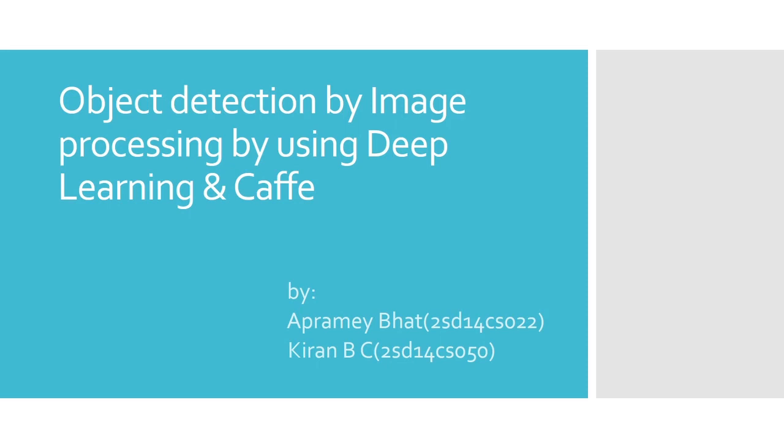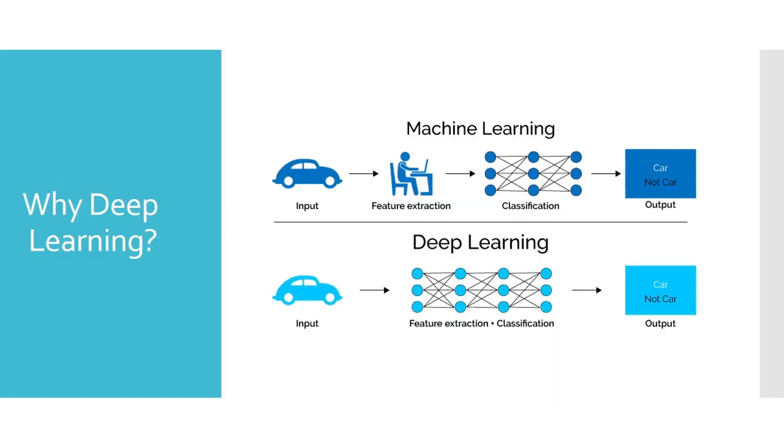Hello guys, today my friend Apramey and I will be discussing object detection by image processing using deep learning and Caffe. There are many ways of image classification, like Haar cascade, machine learning and deep learning. But the problem with Haar cascade and machine learning is that we need to specify the feature set, and as humans we may skip some important features, which may lead to wrong classification of the image.